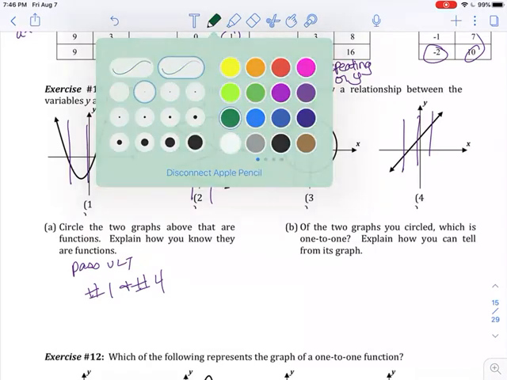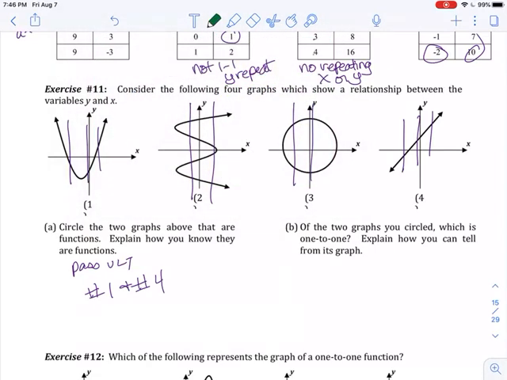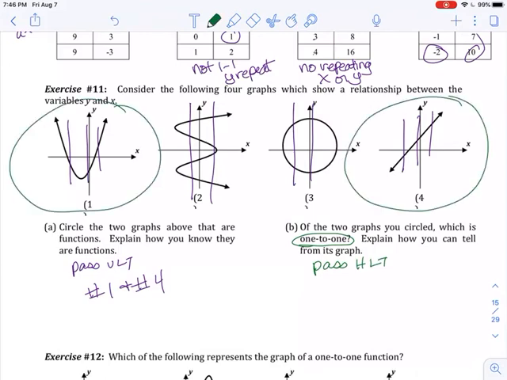Pick a different color. Of the 2 graphs you circled, which is one-to-one? Explain how you can tell from the graph. Well, to be one-to-one, it has to pass the horizontal line test. So out of choice 1 and choice 4, these are the ones I'm looking at. Which of these passes the horizontal line test?